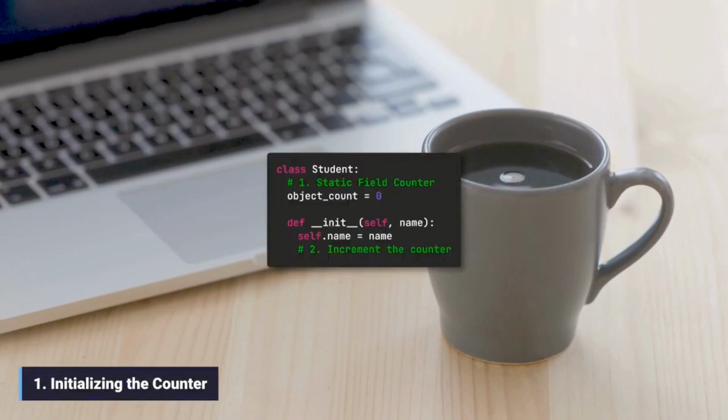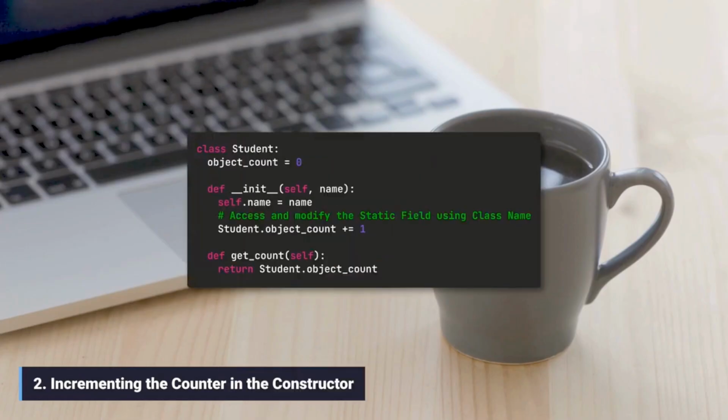1. Initializing the counter. First, we define the static field, object_count, directly in the class body and initialize it to 0. This variable belongs to the class. Next, we need to modify the constructor, the __init__ method, to increment this counter every time a new object is created.